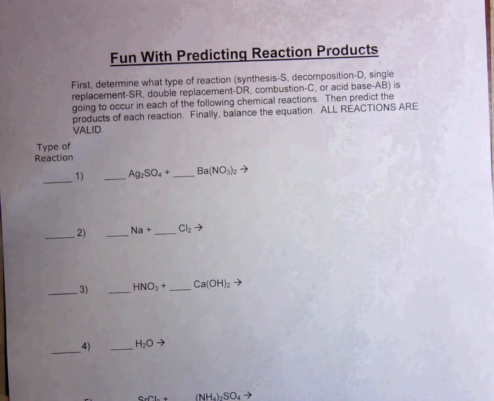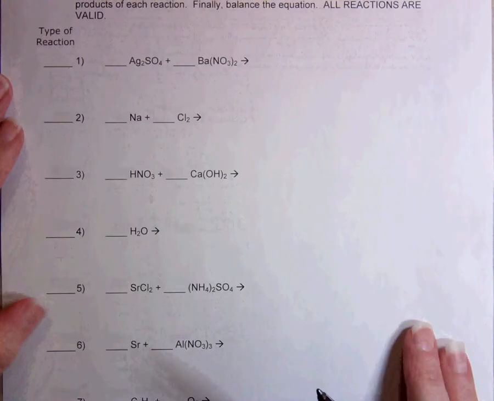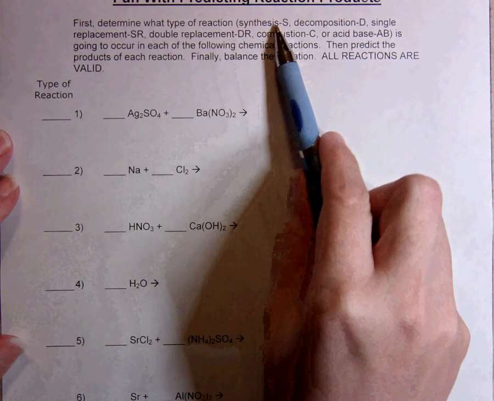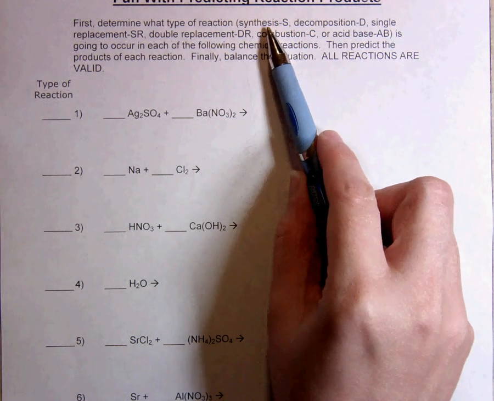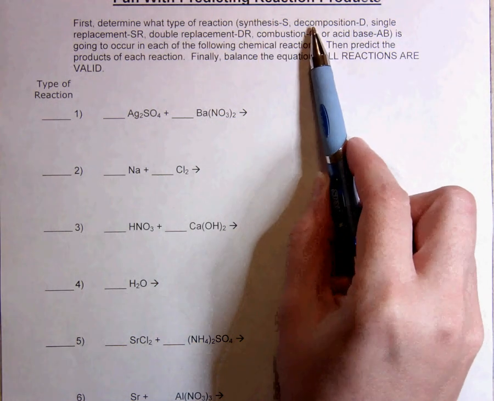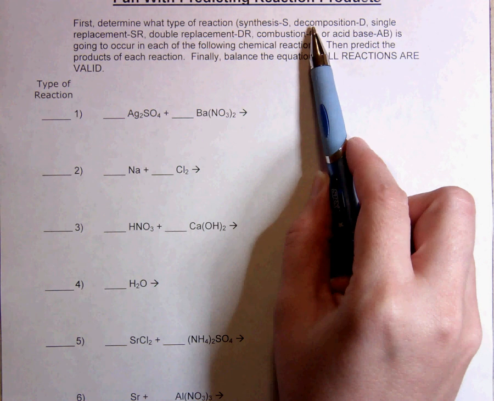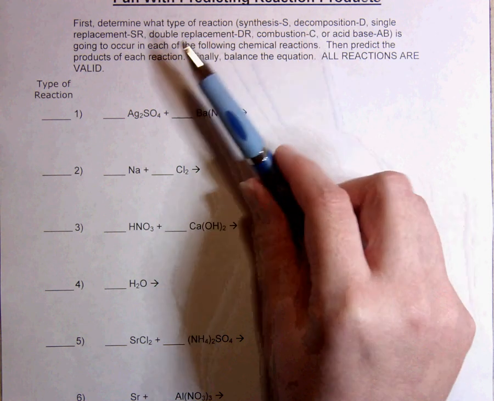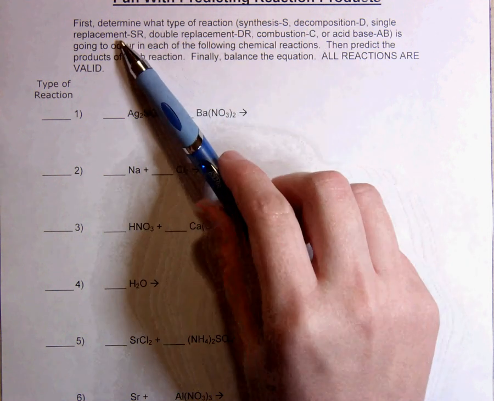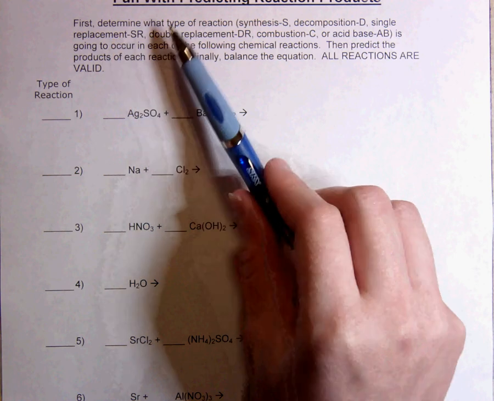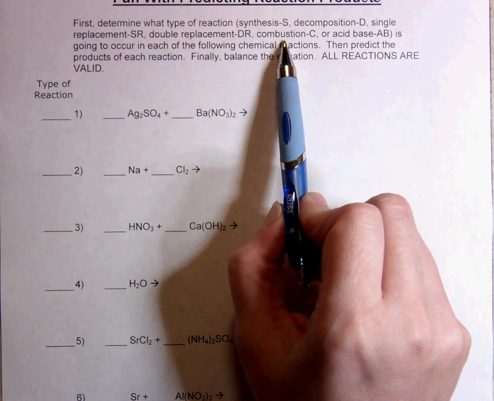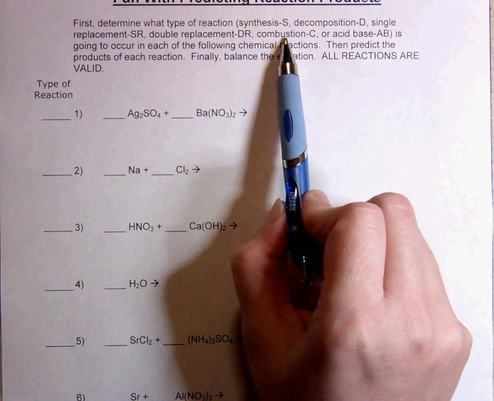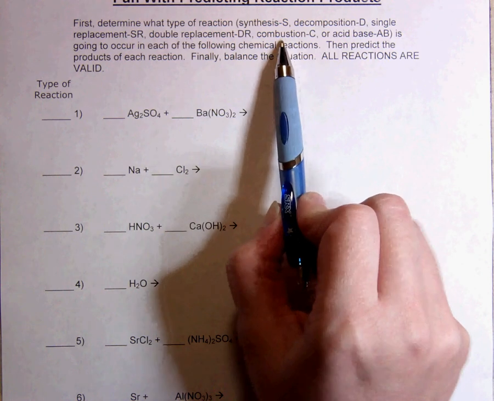So as you go through these, determine if you have a synthesis reaction because you have two small parts forming together to make a larger one. Decomposition, you only have one thing on the reactant side of your equation. Single replacement, you're going to have one element combining with a compound. Double replacement, two compounds coming together. Combustion, you have something reacting with oxygen. In this case, it's going to be a hydrocarbon, something with carbon and hydrogen.